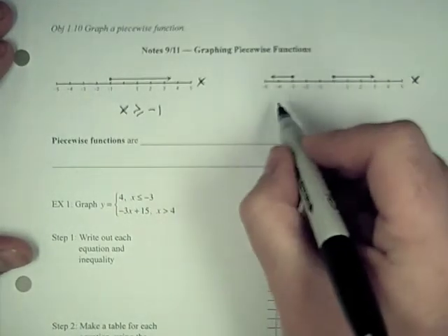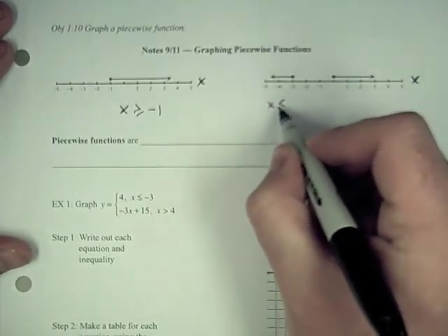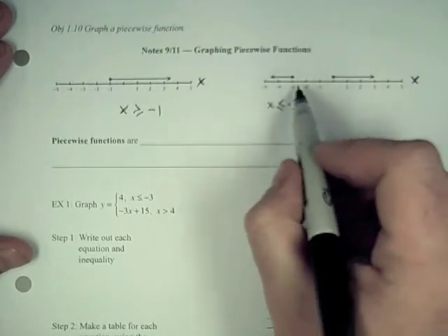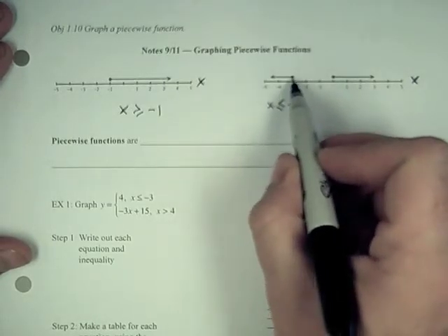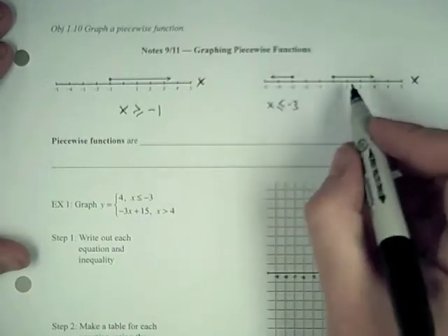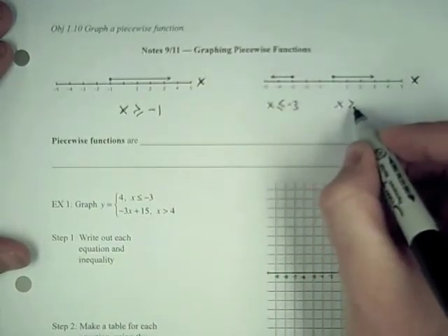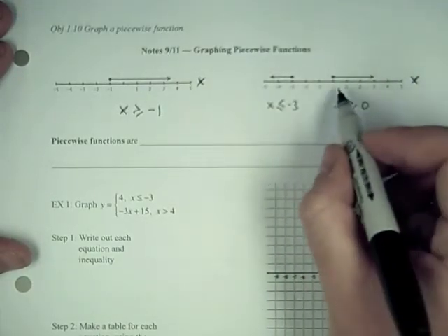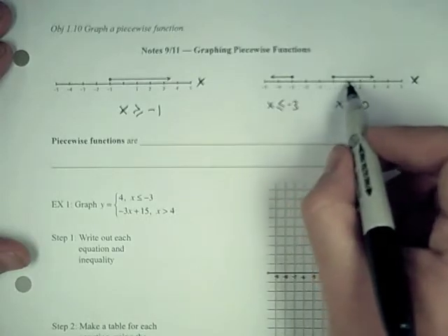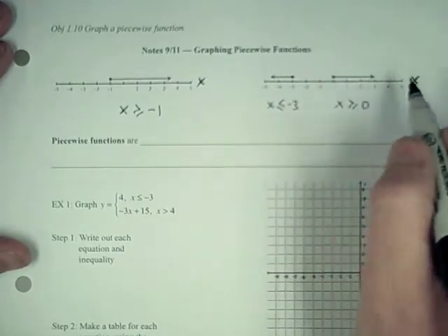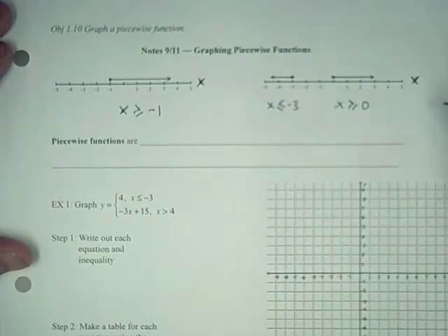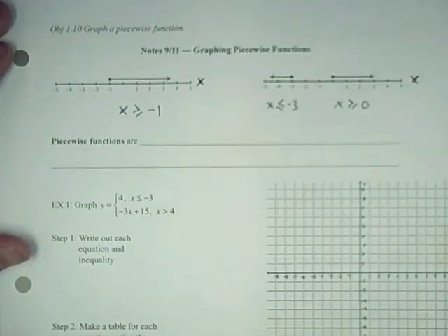Over here, this one is x is less than or equal to -3, because it takes all of -3 and the numbers less than. And this one, x is greater than or equal to 0. Any number that's greater than 0 or 0 is included in that line. So you need to remember that as we do piecewise functions.